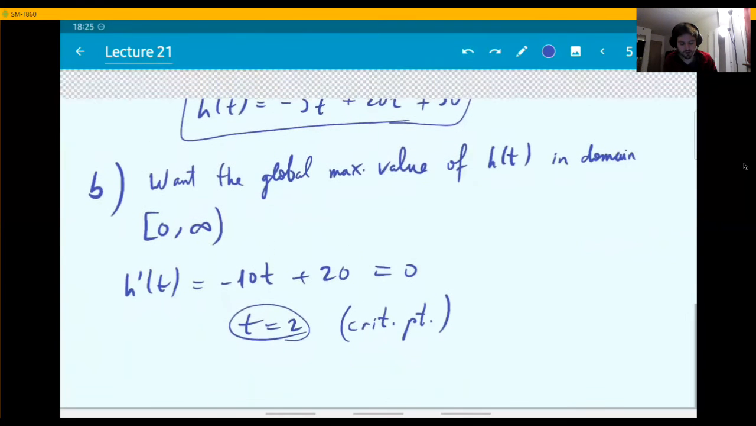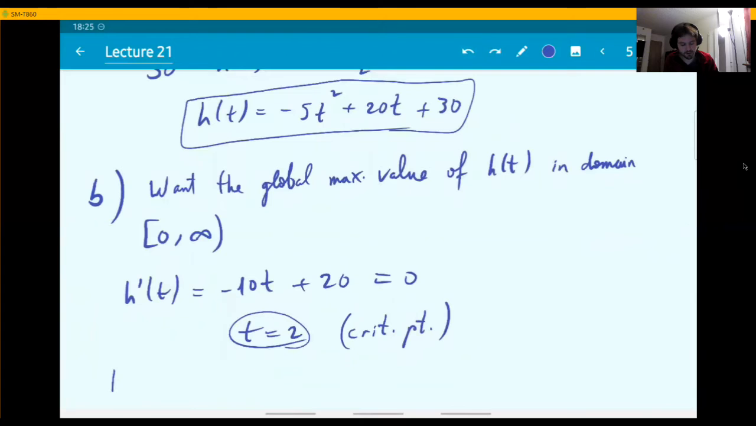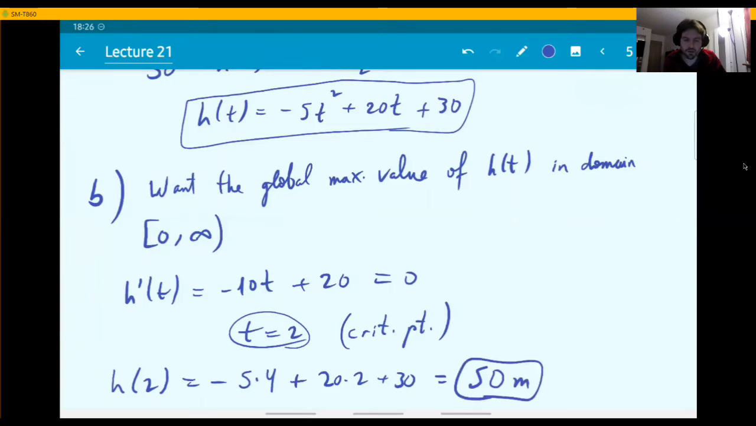But what is that height? Well, plug in 2 into the height function. H of 2 is minus 5 times 4 plus 20 times 2 plus 30. I'm looking up here for the height function. So you have minus 20 plus 40 plus 30, that's 50 in units of meters. That must be the maximum height.